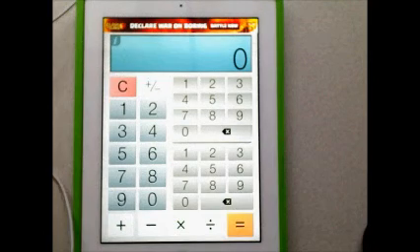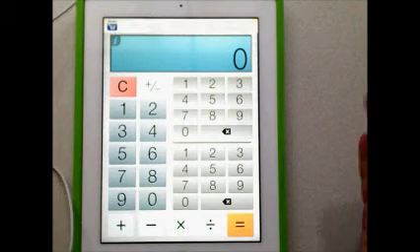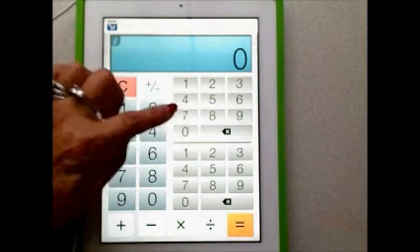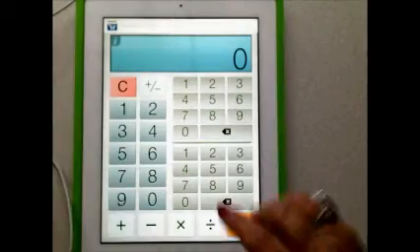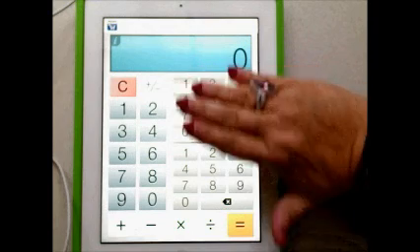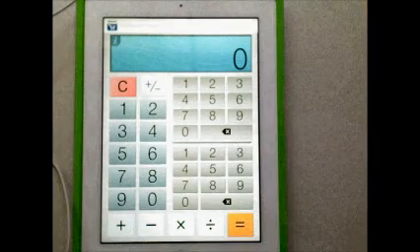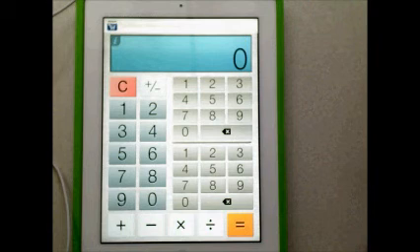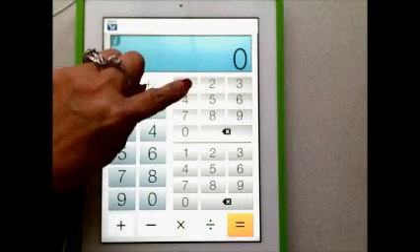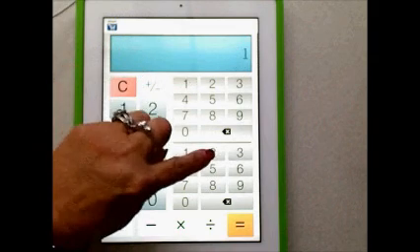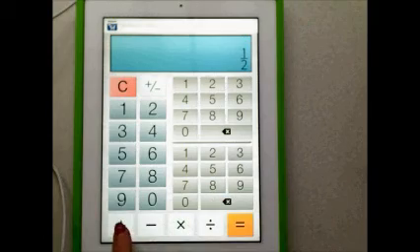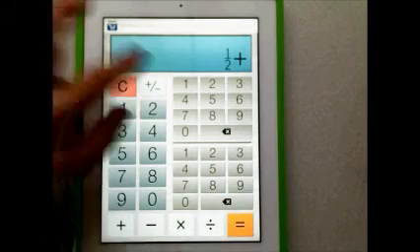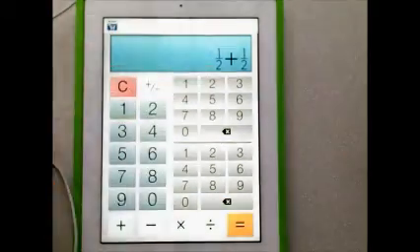Now, what this is, is a fraction calculator. If you look at the two pieces here, this part over here represents a whole number. The part on the top represents the numerator, the part on the bottom represents the denominator. So let's say I want to put 1/2 in. I would press 1 on the top, 2 on the bottom, and that gives me 1/2. And let's say I want to add to that another half: 1 on the top, 2 on the bottom.